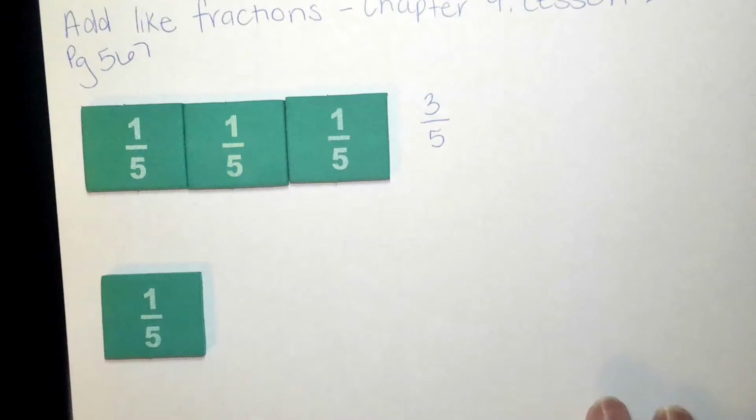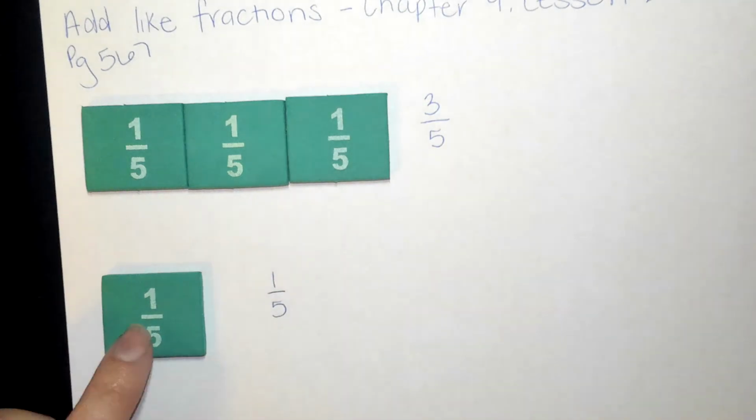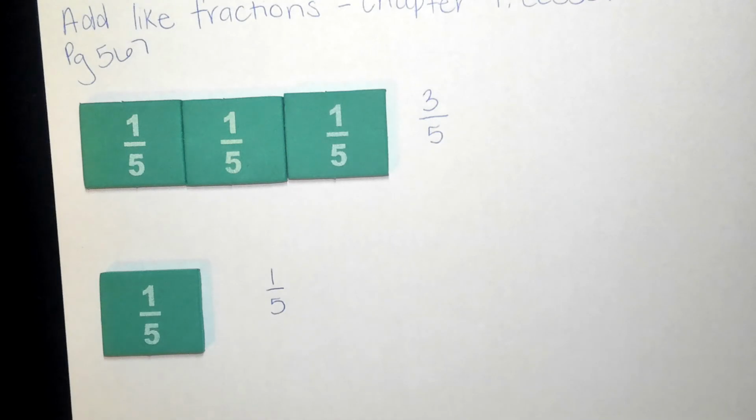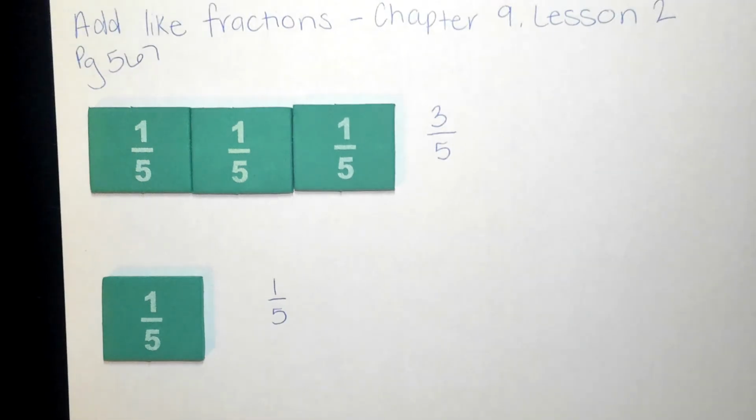Now, if I take this piece here and place it, what part of the whole does this piece represent? This piece represents 1/5 of the whole. It's a unit fraction, just one part. So now if my job were to add these fractions, to combine them, it would be easy for me to do because they are like fractions, meaning that they have the same denominator.